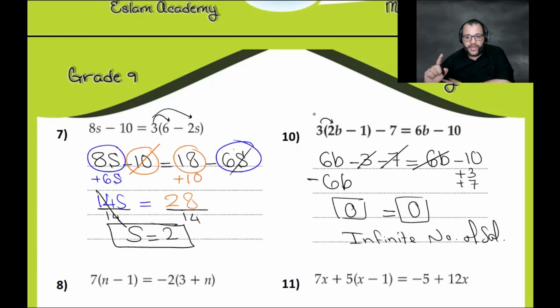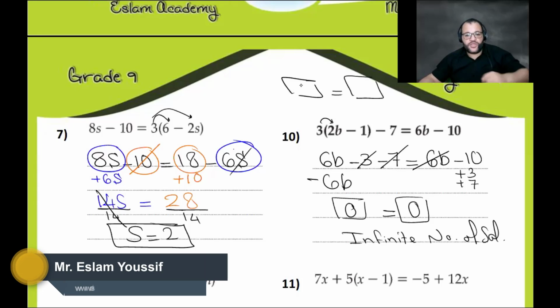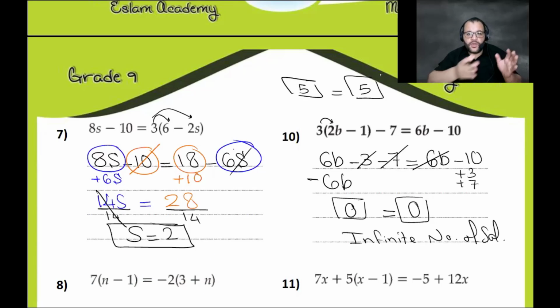Again, for this point: when you're solving the equation and you find that the left-hand side is equal to the right-hand side, any number at the left-hand side, suppose that we have 5 here and 5 here, 6 and 6, 7 and 7, 0 and 0, fraction and fraction, it means there is an infinite number of solutions. You can write infinite number of solutions, or the solution will be all numbers.